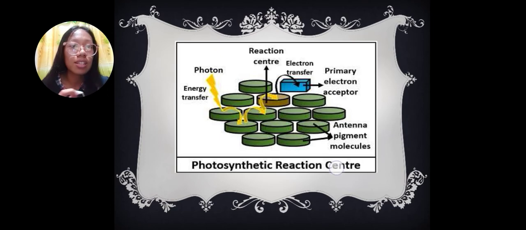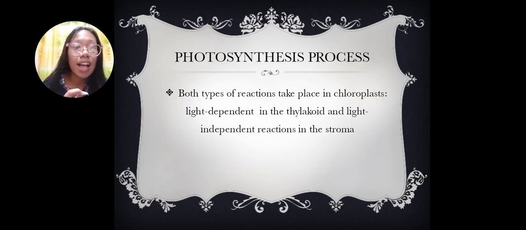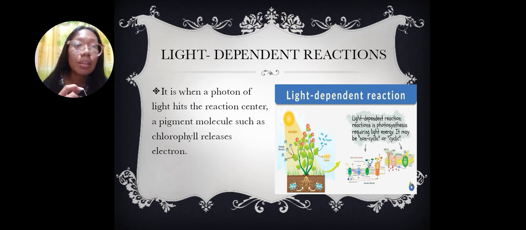In the photosynthesis process, both types of reactions take place in the chloroplast: the light dependent reaction in the thylakoid, and the light independent reaction in the stroma. The reactions of plant photosynthesis are divided into those that require the presence of sunlight and those that do not. So the light dependent reaction in photosynthesis requires light energy.